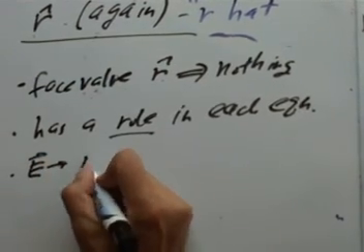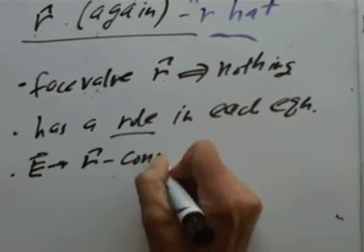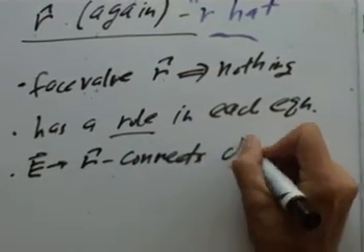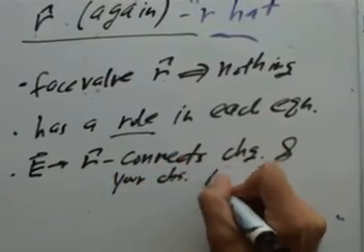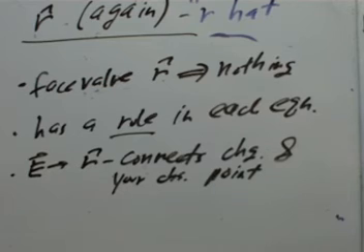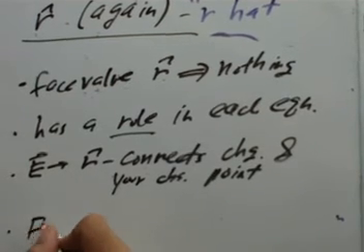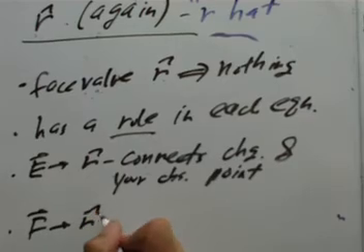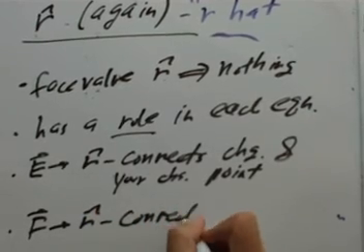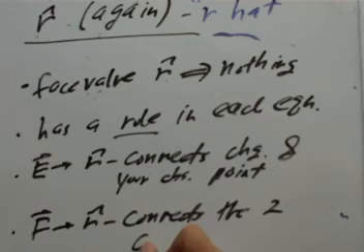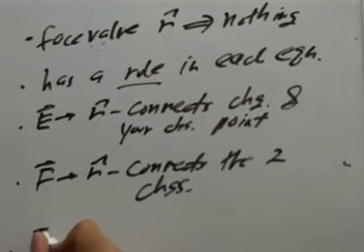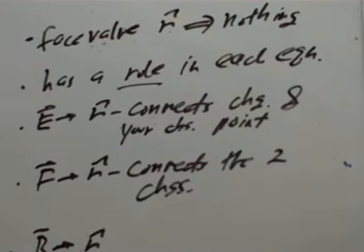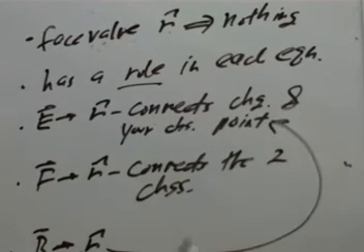So in the electric field, r hat connects the charge and your observation point. That's the role r hat plays in the electric field equation. In Coulomb's law, r hat connects the two charges together. And in the Biot-Savart Law, the r hat is very much like the role it plays in the electric field equation. It connects the charge and your observation point.